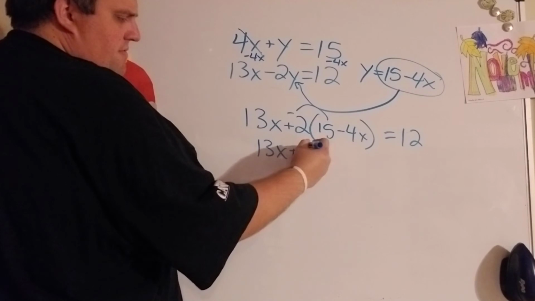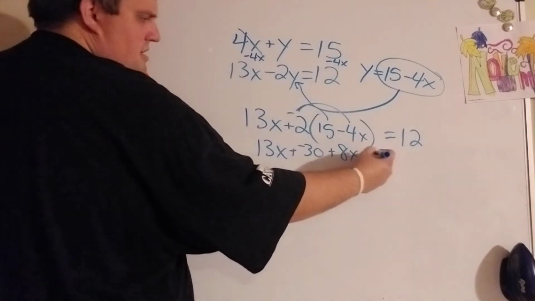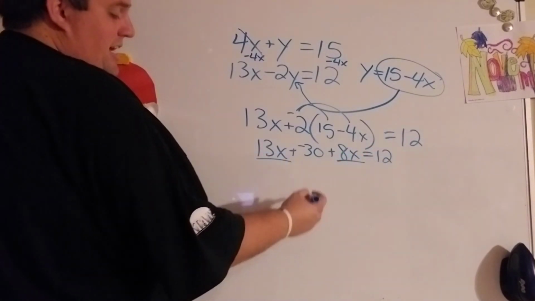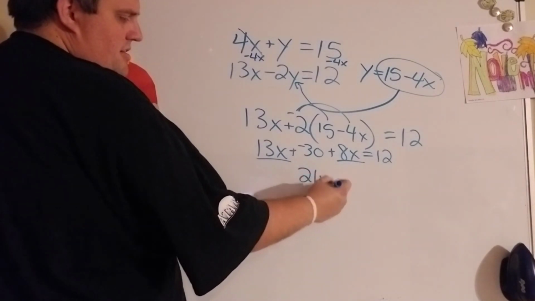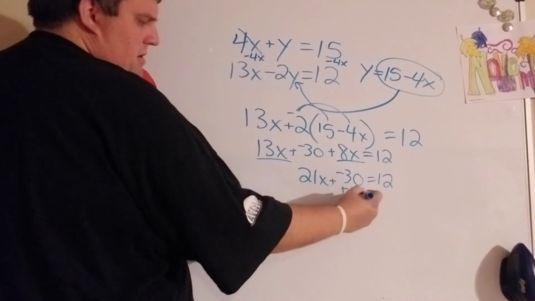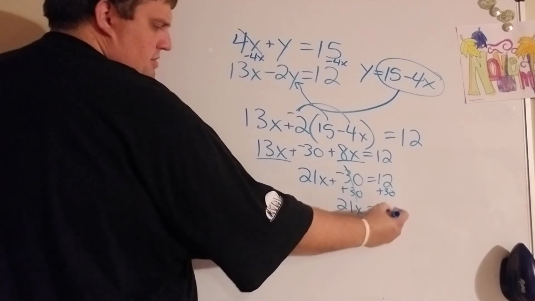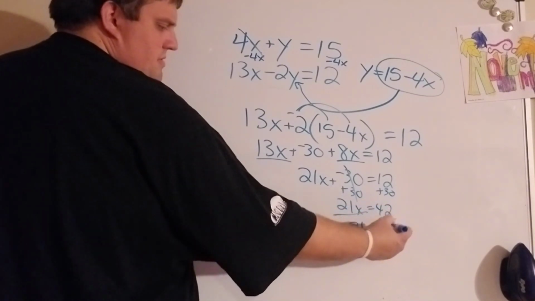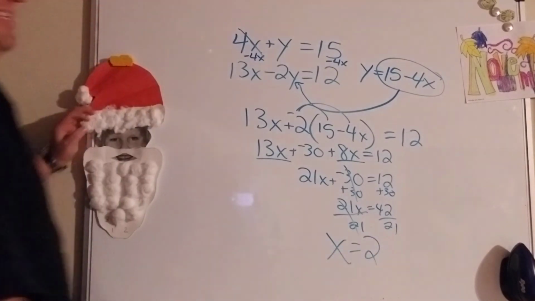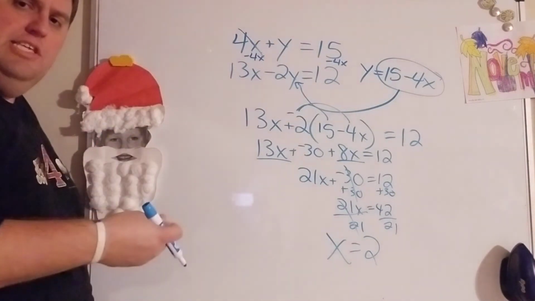Negative 2 times 15 is negative 30. Negative 2 times negative 4x is positive 8x. Like terms, 8x and 13x is 21x. And then add 30 to both sides. 21x equals 42. And divide by 21. I just realized I wrote kind of small here, so hopefully you guys can see that. But I got x equals 2.